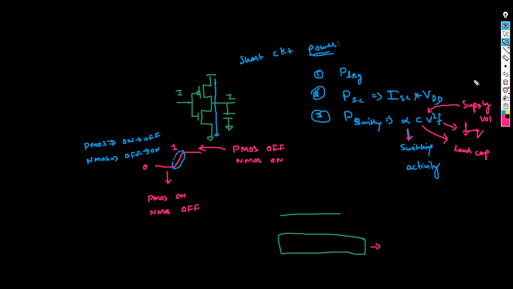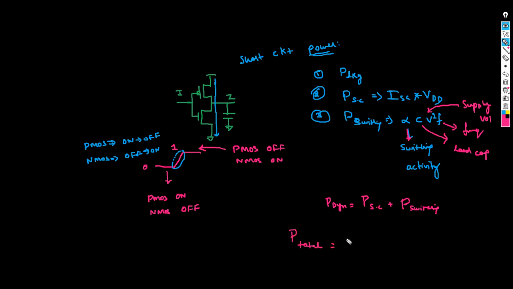Okay, now what is the total power dissipation here? Your dynamic power is equal to your P short circuit plus P switching. Now your P total is equal to your P leakage plus your P dynamic. So that is how the total power is consumed.